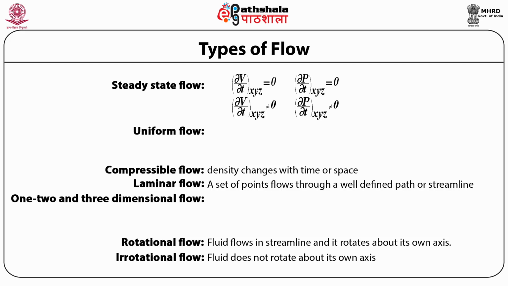Now come to uniform flow. Uniform flow is the type of flow in which the velocity and the other flow parameters at any instant of time do not change with respect to space. That means the magnitude and direction of velocity vector are constant in uniform flow. That is represented as del V by del S with respect to time is equal to 0, where S is the space here.